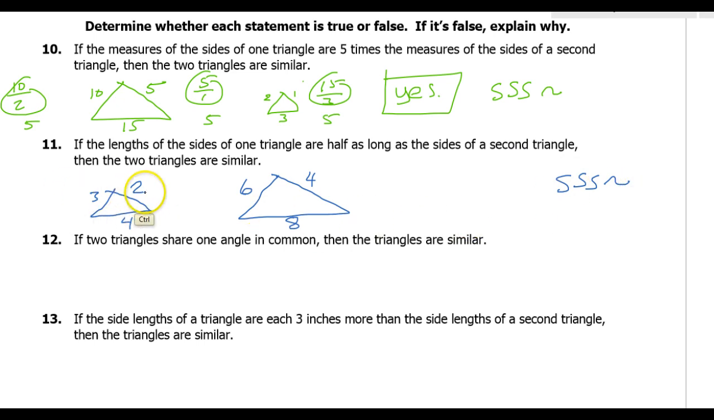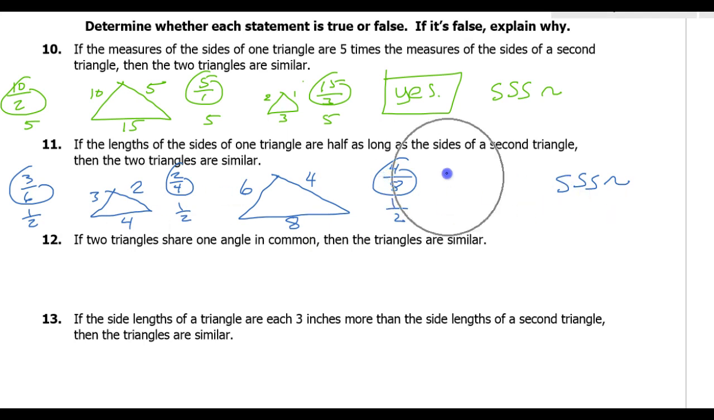If I did the scale factors, you know, if I did new over old, that would be 3 over 6. That's 1/2. If I do 2 over 4, again, that's 1/2. If I do 4 over 8, again, that is 1/2. So the sides are proportional, side, side, side similarity. So yes, they are similar.